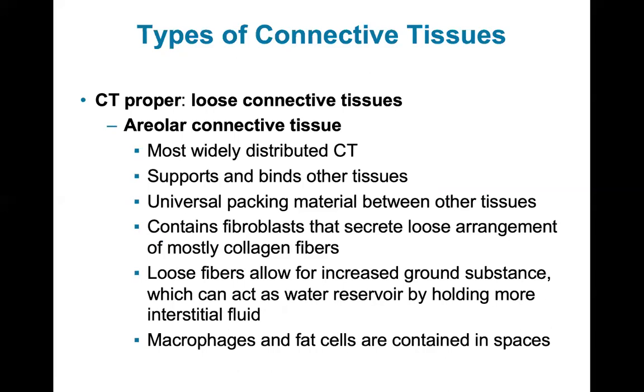Areolar connective tissue, this is the most widely distributed connective tissue in the body. And this is the type of connective tissue that you'll probably see surrounding most soft tissue body organs. It helps to support and bind other tissues together. Another way to think about this is that it's the quote-unquote universal packing material between other tissues. It does contain fibroblasts, as it's part of the connective tissue proper, that secrete a loose arrangement of mostly collagen fibers. So that's the type of fiber you're primarily going to see in this type of tissue.